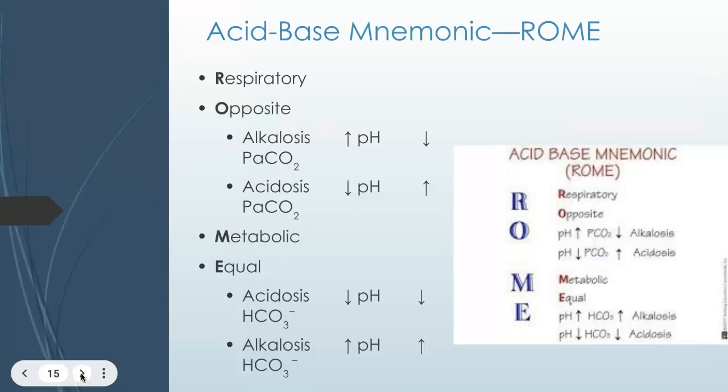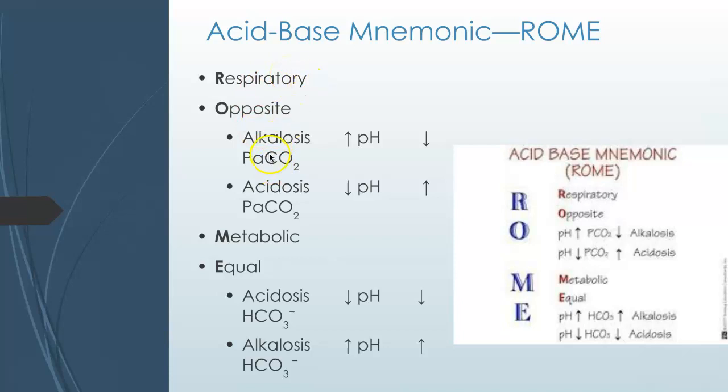All right, so the ROME mnemonic. This is one of the easiest ways to figure out acid-base balance. So respiratory, our component that tells us it's respiratory is our PaCO2. So this is the number we're looking for. Our metabolic is our bicarb. So if my bicarb is off, then it's always a bicarb and metabolic issue. If my PaCO2 is off, then it's a respiratory issue.